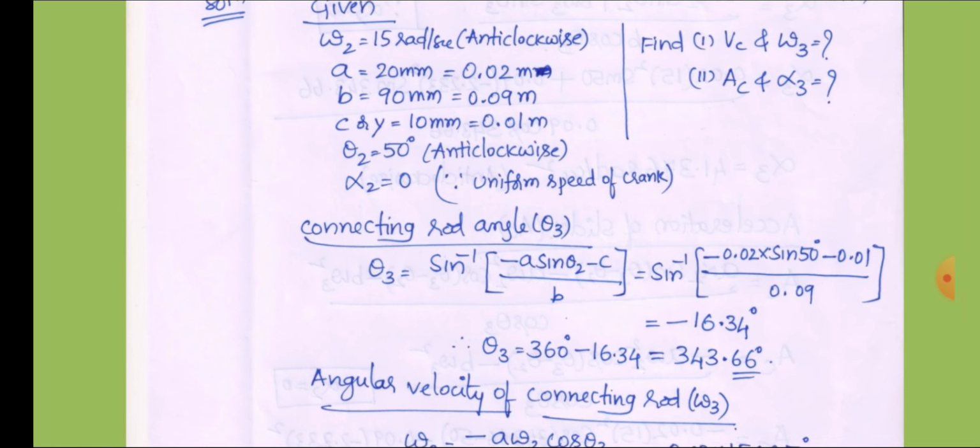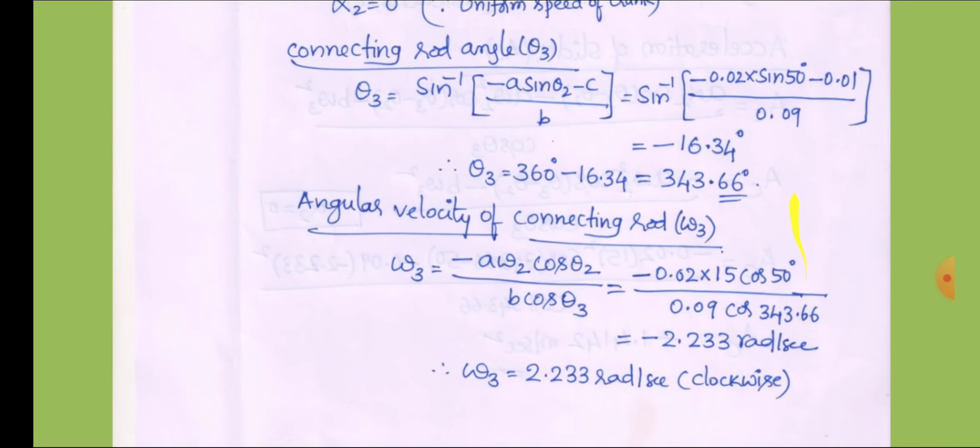Now if I simplify, then I am going to get 16.34 degrees, which is minus. Now once again, theta 3 is equal to 360 minus 16.34. Whatever you are going to get should be subtracted from 360 degrees. Then the connecting rod angle will be 343.66 degrees. This is the only one which is different.